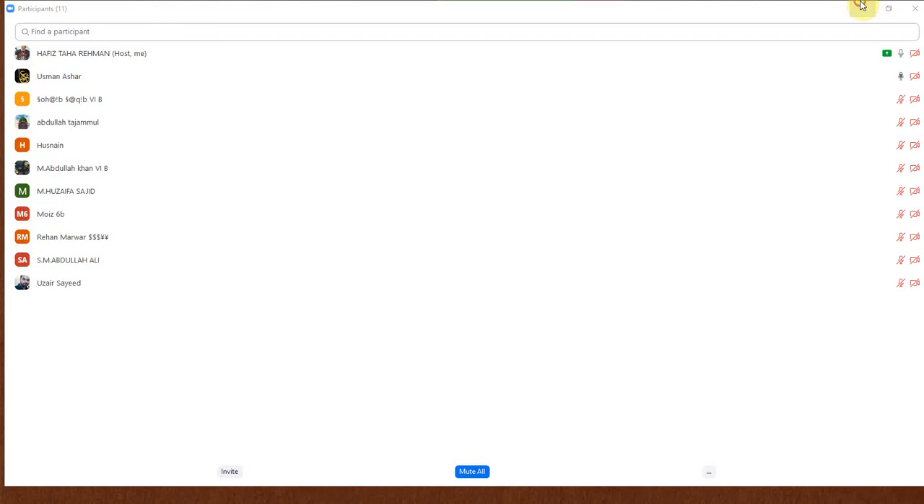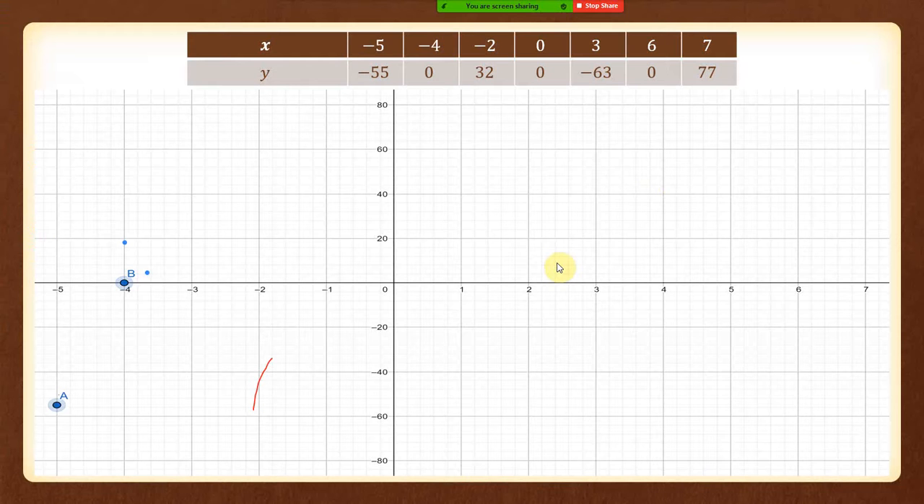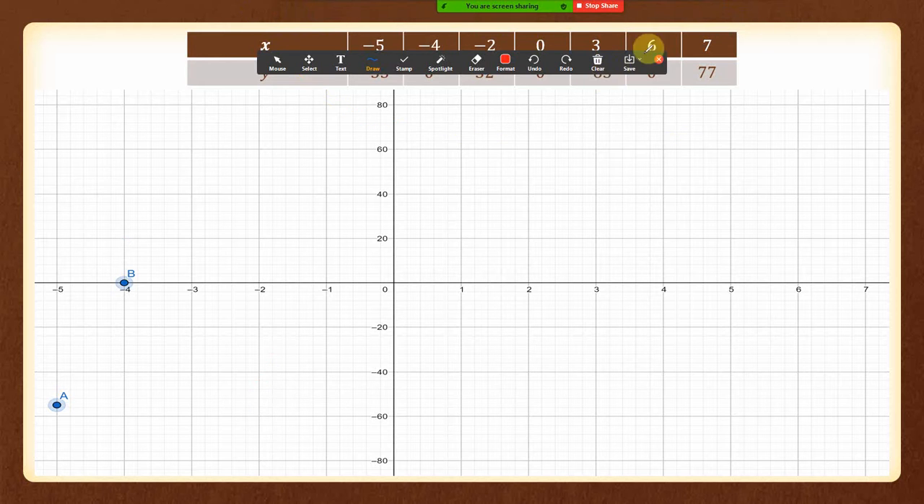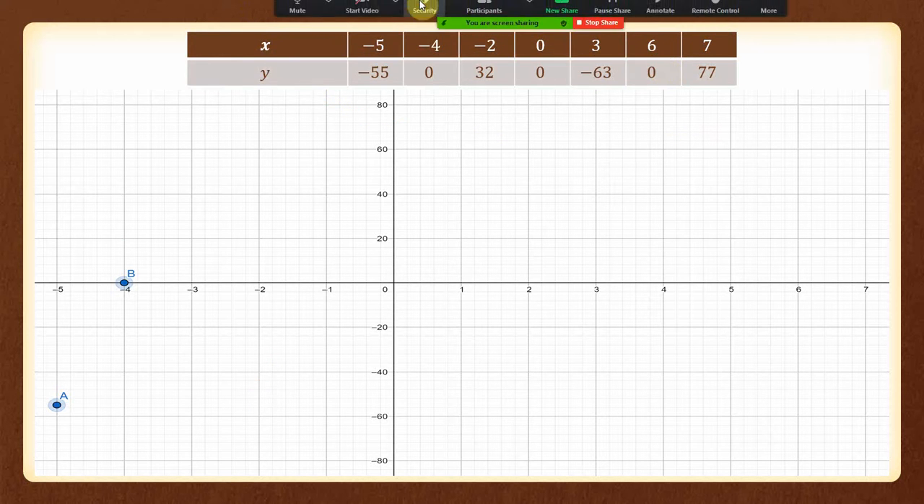Yes, sir. Now you have to plot minus 2 and 32. Along the x-axis you have to plot minus 2. Along the y-axis you have to plot 32. Now it is your turn to plot it. Rehan, don't do it on the screen. Hurry up.